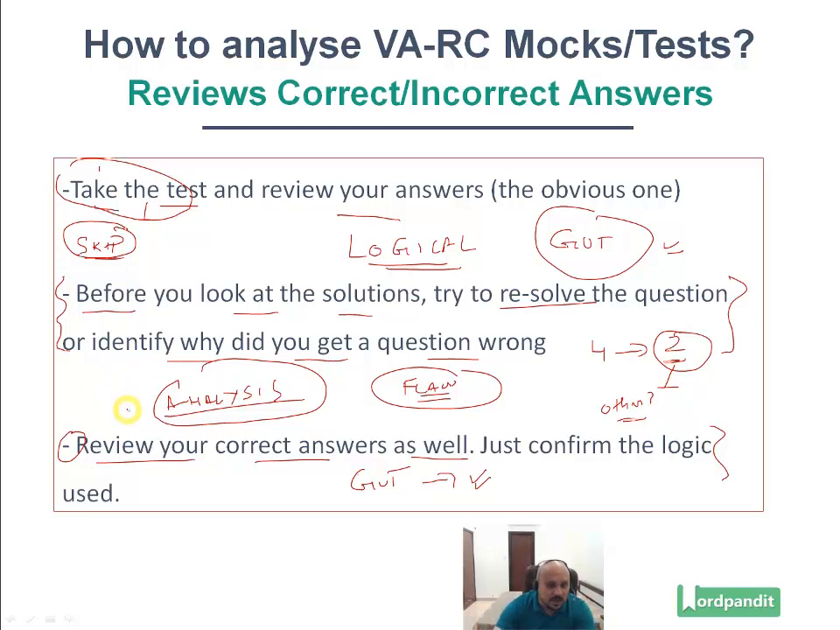VARC is not like quantitative aptitude or data interpretation, where you got something right because you solved it correctly. This is where it can happen that you got something right because you guessed it. So that is a sentiment that I want you guys to challenge. I want you guys to look into it.